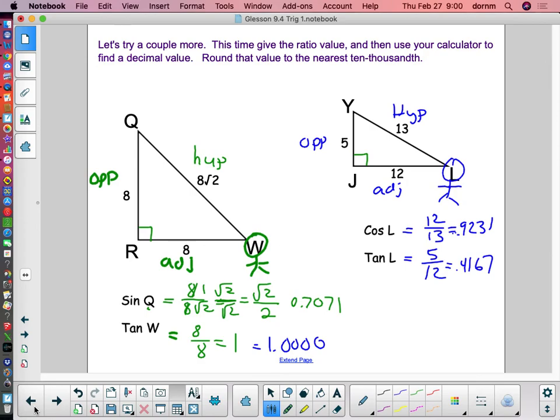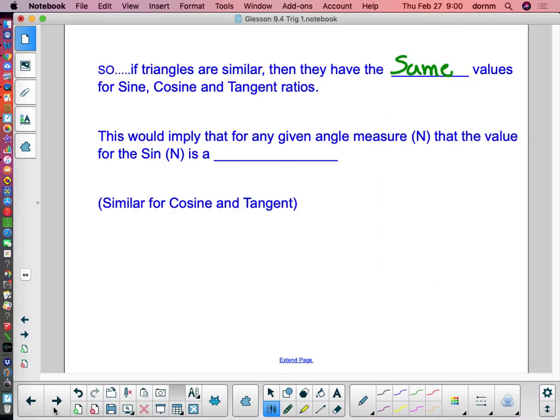So for similar triangles, they get exactly the same values. This would imply for any given angle measure n that the value of sine of n is a constant. So for any given angle measurement, the value of sine n, and for cosine and tangent too, but we'll just use sine as a general example, is a constant. There is a specific value for the sine of any angle, and the cosine of any given angle, and the tangent of any given angle, because the ratio of the sides is always going to be the same, if that's the acute angle.